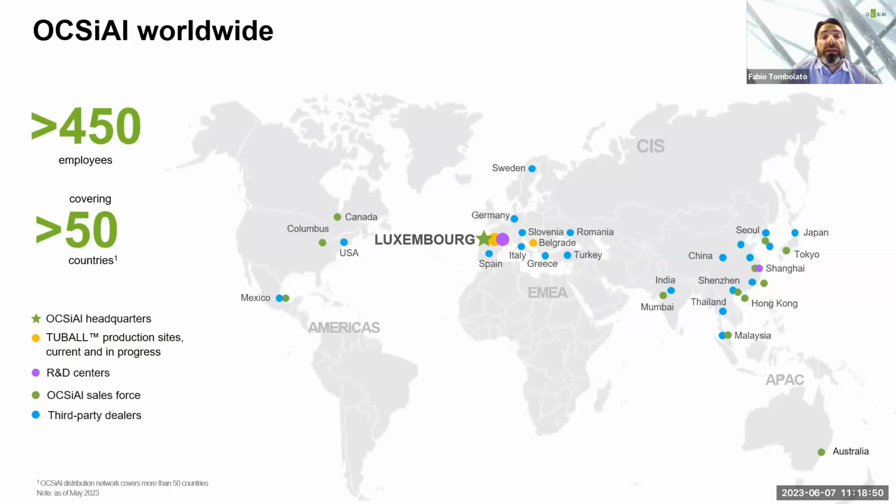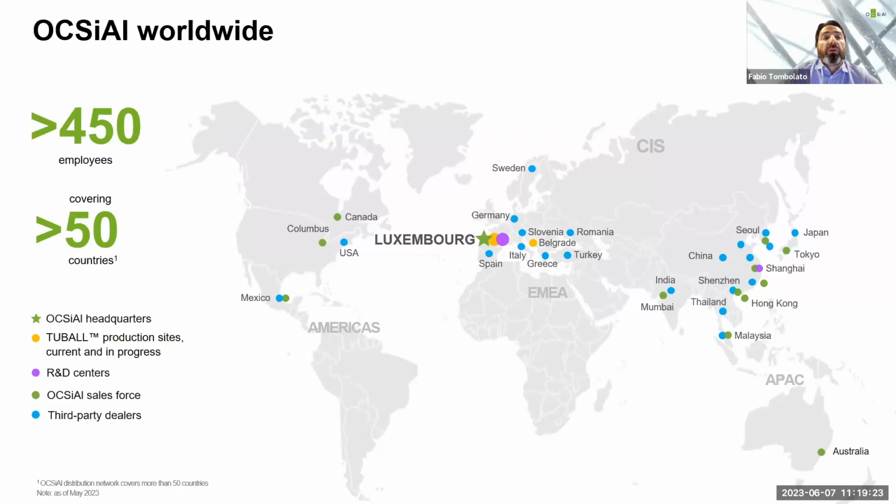OCSiAl is a global leader in the production of graphene nanotubes, with the only scalable technology that makes this material available at industrial scale. Our mission is to bring the scientific knowledge and the technological industrial application of graphene nanotubes to the forefront. We are present in more than 50 countries with production sites, R&D centers, technical centers, sales offices, and distributors.